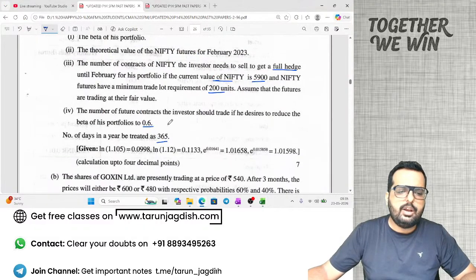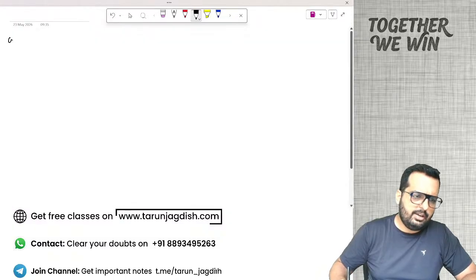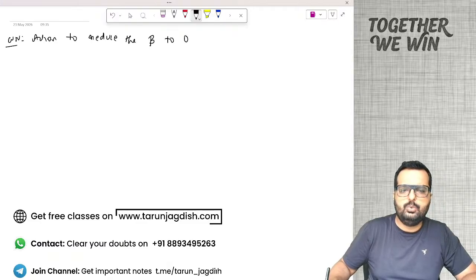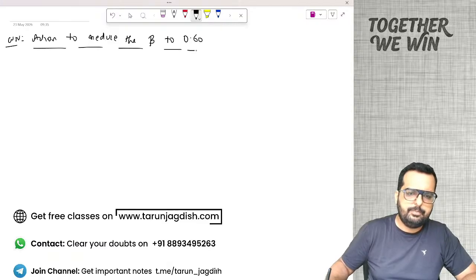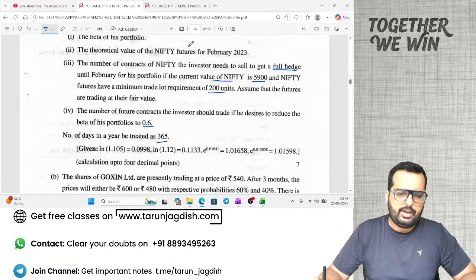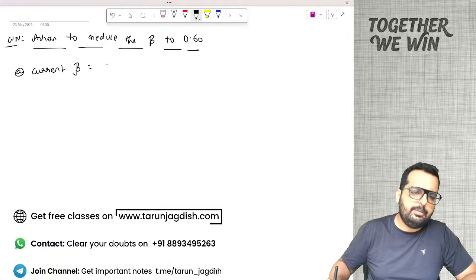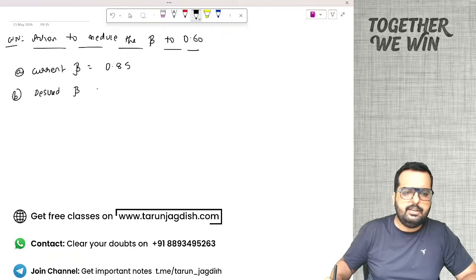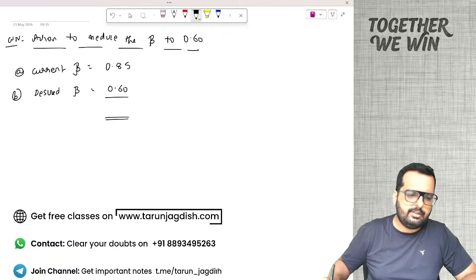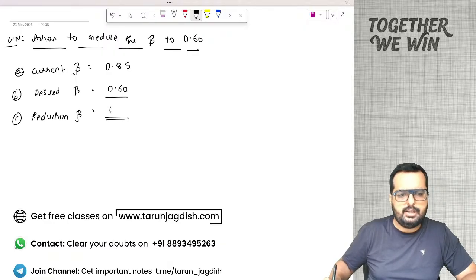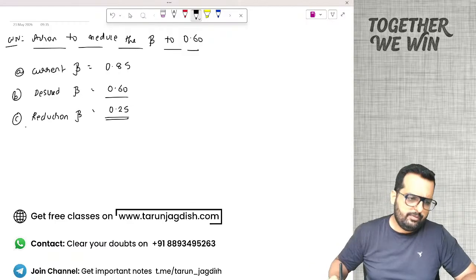Now they want you to reduce the beta to 0.6. So I'll write down the next working note. Action to reduce the beta to 0.60. For this, I will first put the current beta. What is the current beta? Everyone tell me. Is it turning out to be 0.85? Point B will be the desired beta. So the desired beta is 0.6. Therefore, you get a reduction in the beta that is turning out to be 0.25.